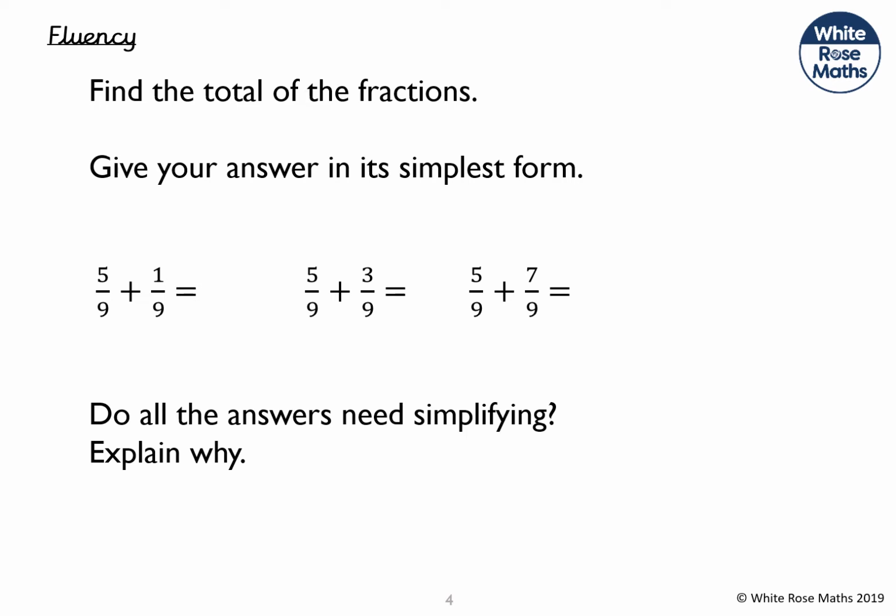So on this one then, what I want you to do is add them together. We've got the denominators the same to make it a bit easier, but then once you've added them together, I want you to simplify them into their simplest form, so the lowest that they can be. And then it says, do all the answers need simplifying? Explain why.